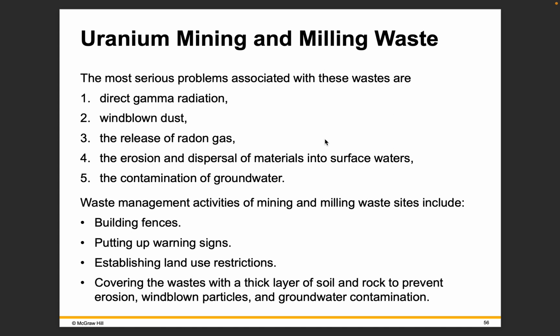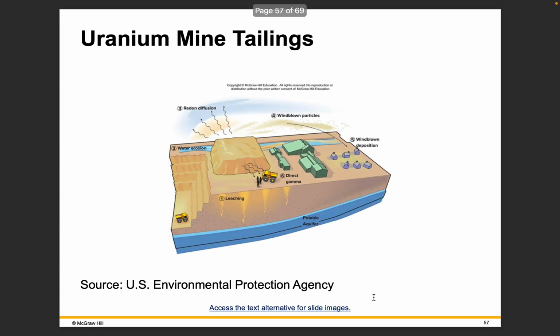Uranium mining and milling waste. The most serious problems associated with these wastes are direct gamma radiation, dust, release of radon gas, erosion, and dispersal of materials into surface water or groundwater. Waste management activities of mining and milling include building fences, putting up warning signs, establishing land use restrictions, and covering the waste with a thick layer of soil and rock to prevent erosion, windblown particles, and groundwater contamination.